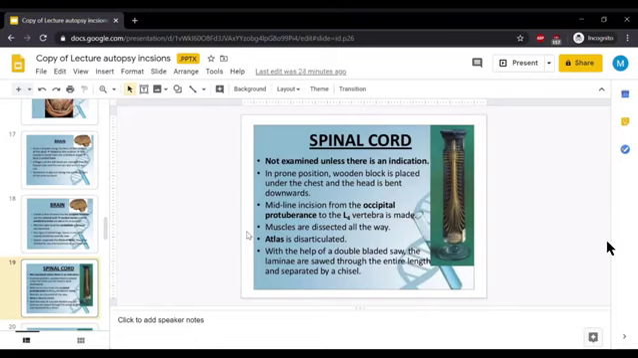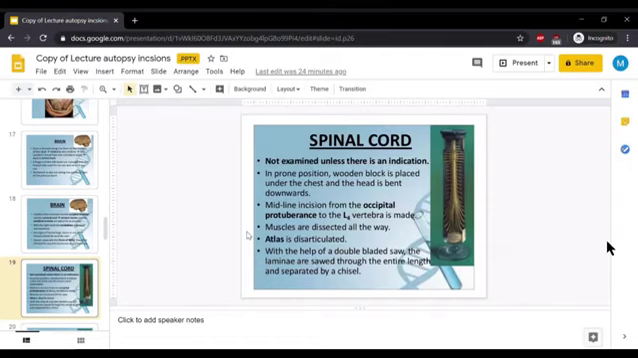How will we open the spinal cord? Mostly, the spinal cord is not opened. It is opened only when there is a special indication. The spinal cord is opened in prone position. A wooden block is placed under the chest and the head is bent downward.